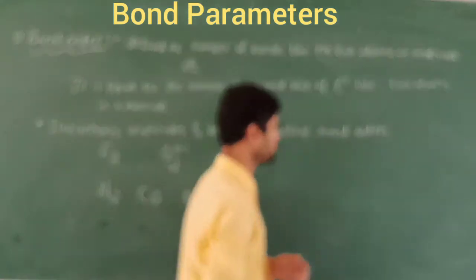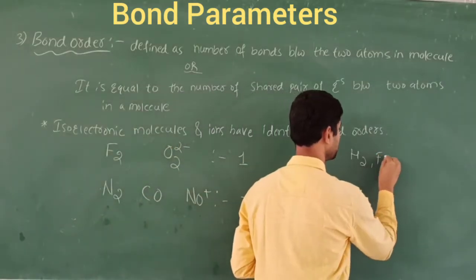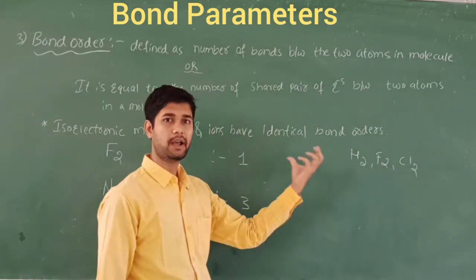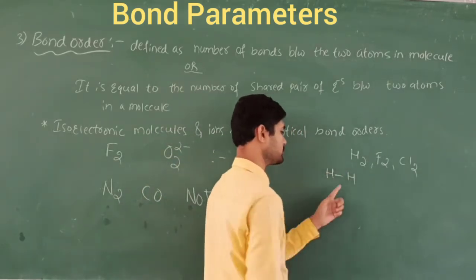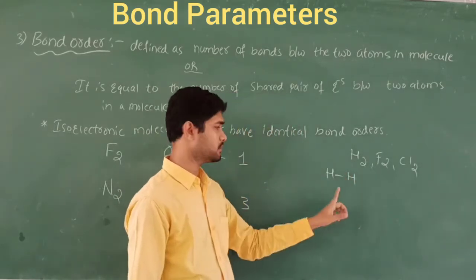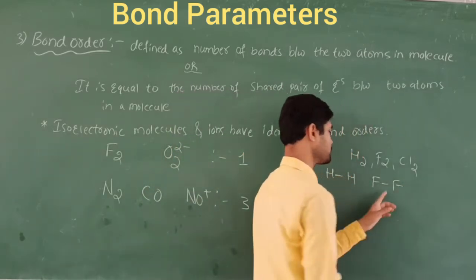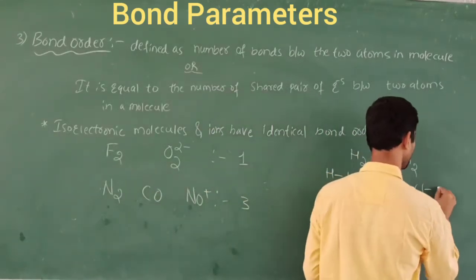If I take the example of hydrogen and fluorine, these molecules are held together by only one bond, which I write like this for hydrogen. Hence the bond order of hydrogen is 1. Like this, fluorine also. What is the bond order here? In the fluorine molecule there is only one bond.